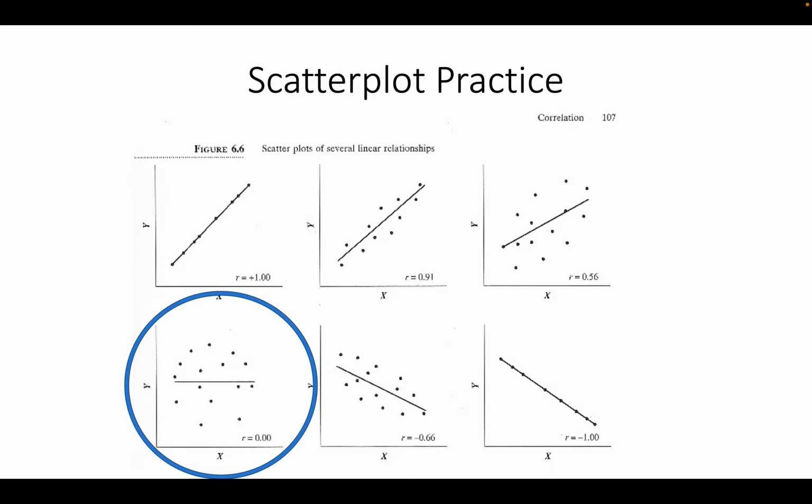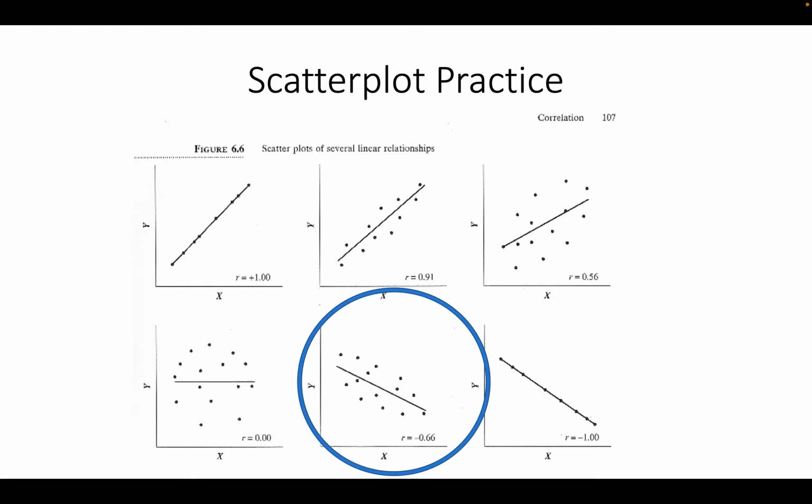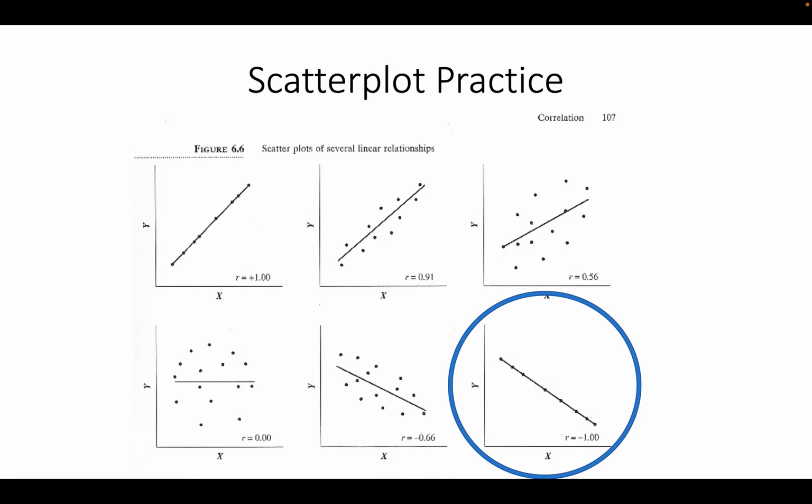Now, this is an example of absolutely no relationship. So the dots are kind of all over the place, and that imaginary line is going to be pretty horizontal, right? This is an example of a moderate or kind of weak negative relationship. So the dots have a negative pattern to them, but they're not very tight across that line. And then that last example is, again, a perfect negative correlation, which we won't see very often, but just for reference.